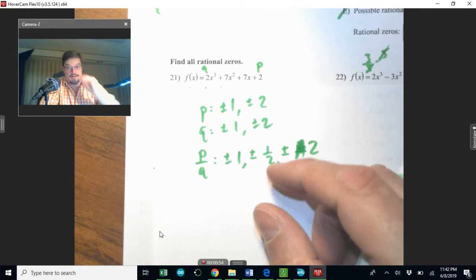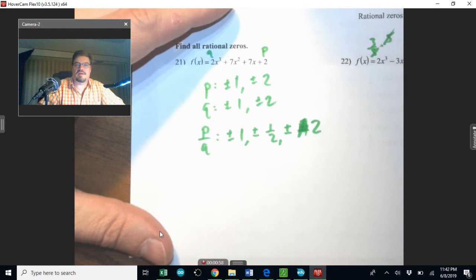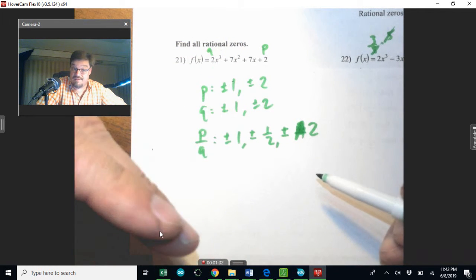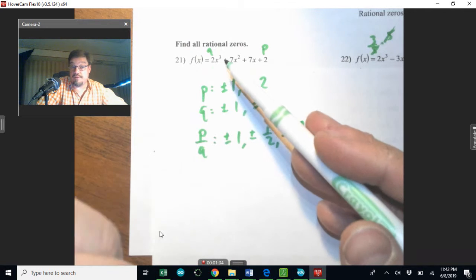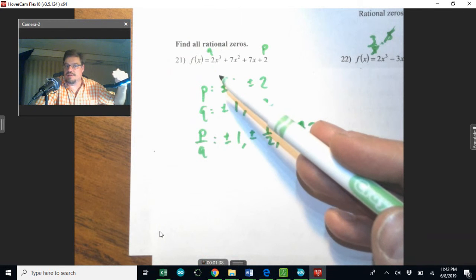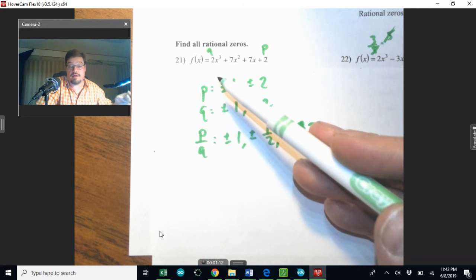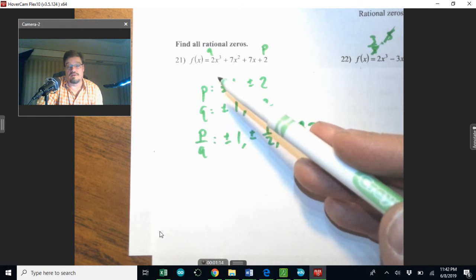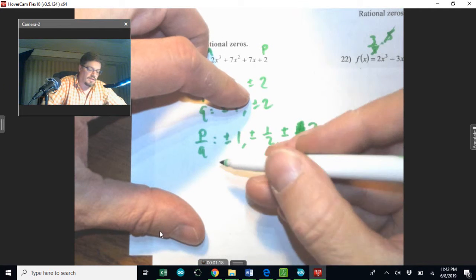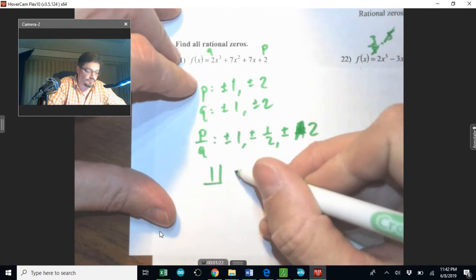All right. And so what I want to do is test one and see how it works. If I find one of them, that means this third degree polynomial, I've factored one of the factors out so that it becomes a quadratic. Then I can use the AC method or the X method, whatever I have to do. It looks like I'll probably be using the AC method. So let's go ahead and just try 1. I always start out with 1 or -1.